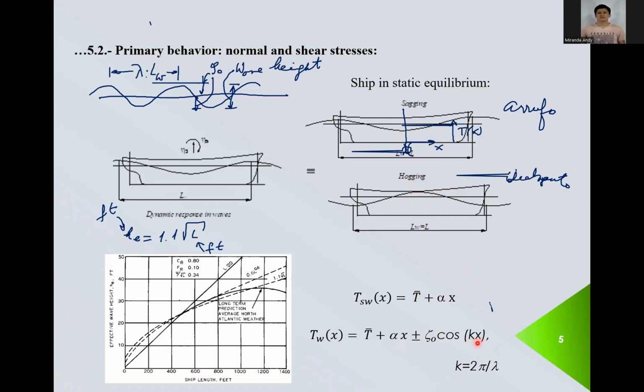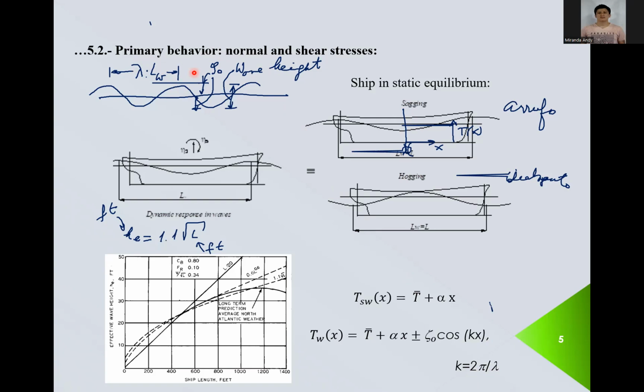Here, I have a K times X, right? And K, what we call the wave number, is equal to 2 pi divided by lambda. And as we said here, lambda is the wavelength. Wavelength is taken as equal to the ship length. It's a very standard procedure that we use the wavelength equal to the ship length, because that produces the largest structural response from the ship.